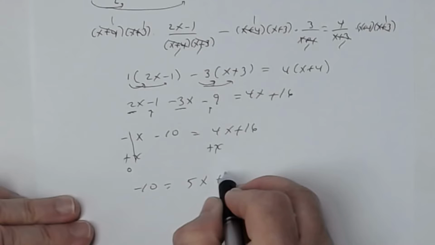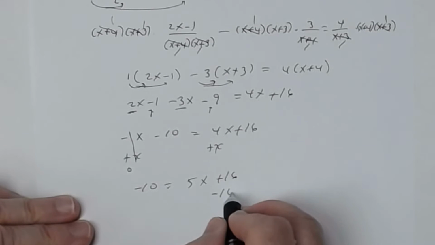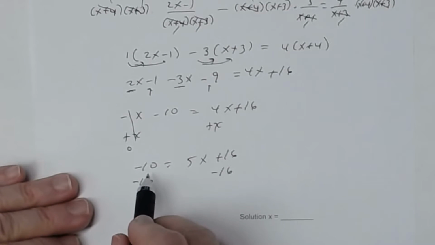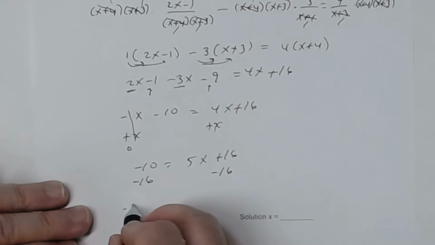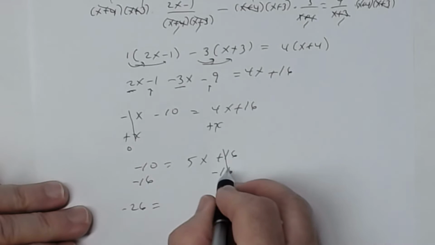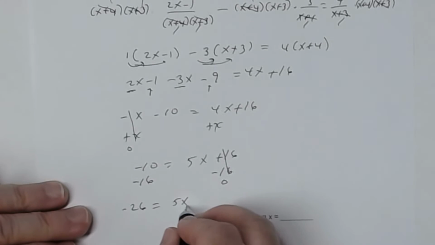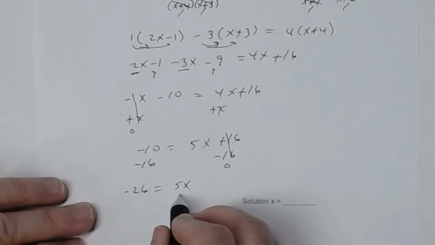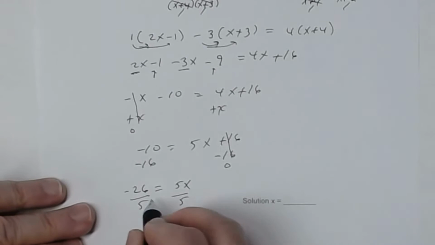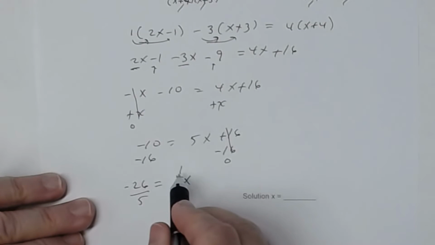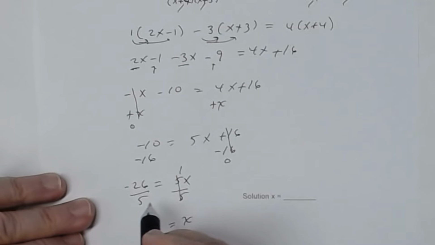And then plus 16. All right, so subtracting 16 from both sides, I have a negative 10 and a negative 16 is a negative 26 equal 16 subtract 16 is 0. 5x and 0 is 5x. And then finally, to get x by itself, we're going to divide both sides by 5. 5 divided by 5 is 1. 1 times x is x. And you can't reduce any further, so you just say negative 26 fifths.